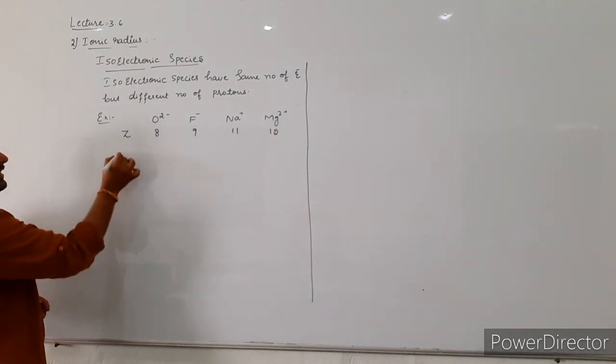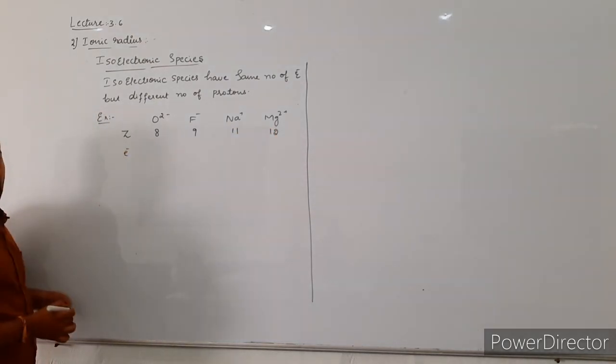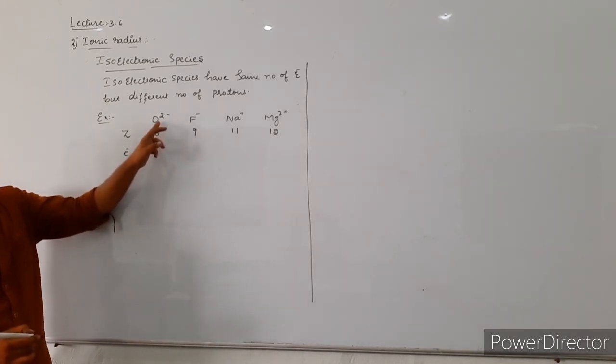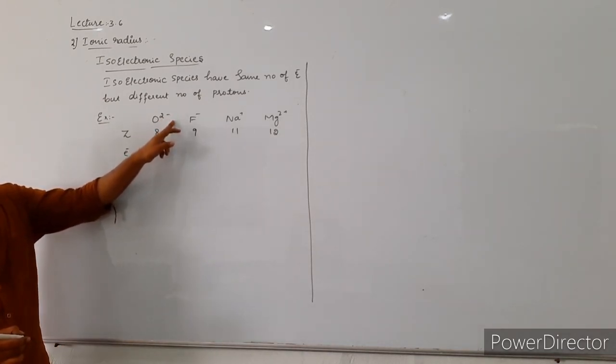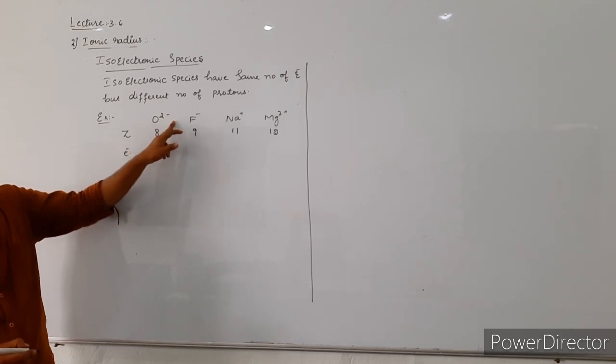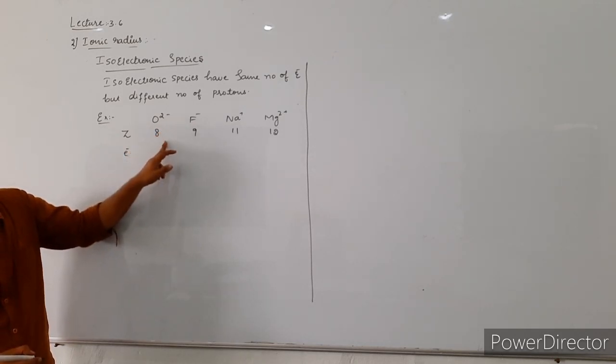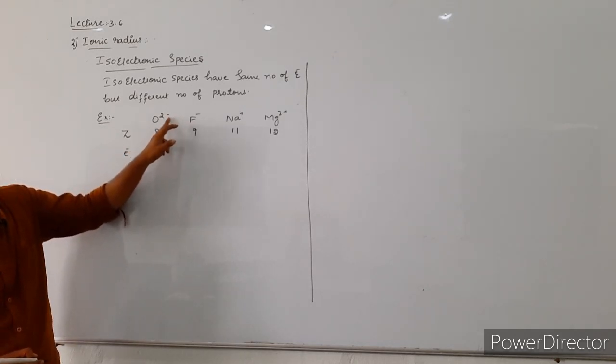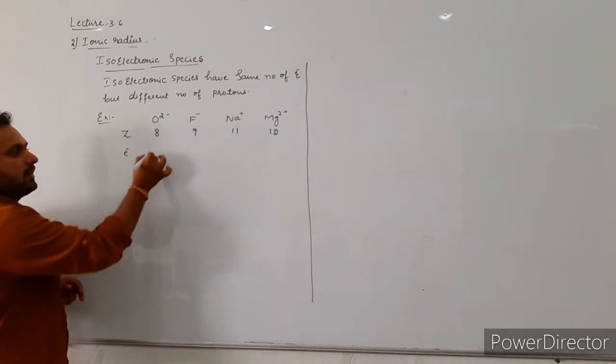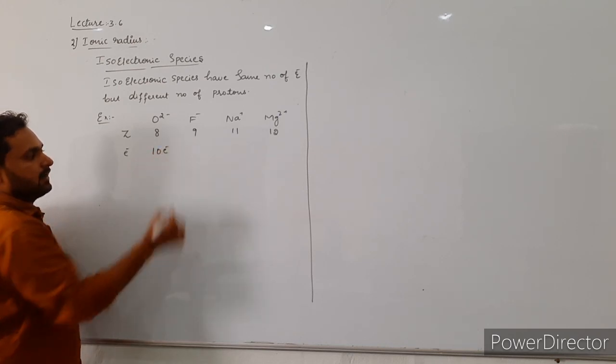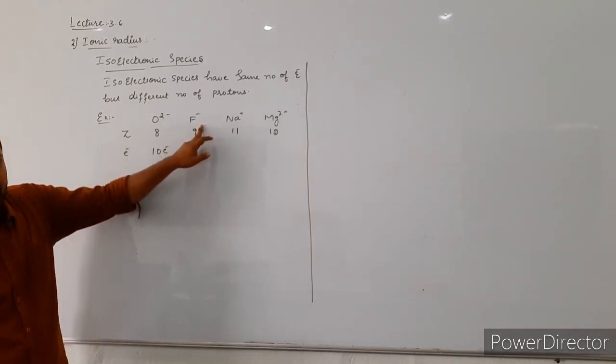Next, you write number of electrons. How many electrons are present on O2 minus? Generally in neutral oxygen the number of electrons are 8, but there is a -2 charge on oxygen. -2, that indicates extra electrons. How many extra electrons are present on oxygen? 2 electrons. 2 plus 8, 10 electrons.